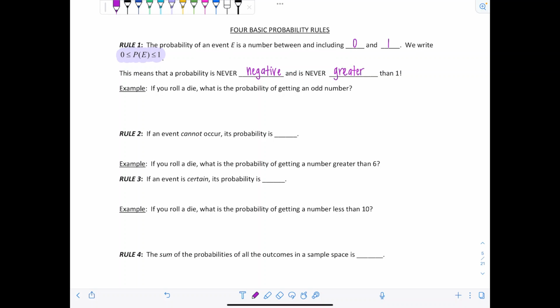Okay? So if someone tells you there is a 200% chance that I will come see you tomorrow, they're lying, you guys. You can't have probabilities greater than 1, which equates to 100%.